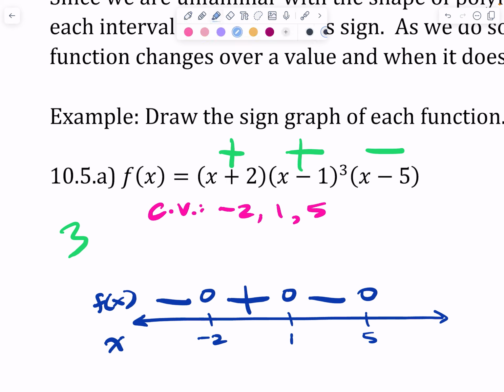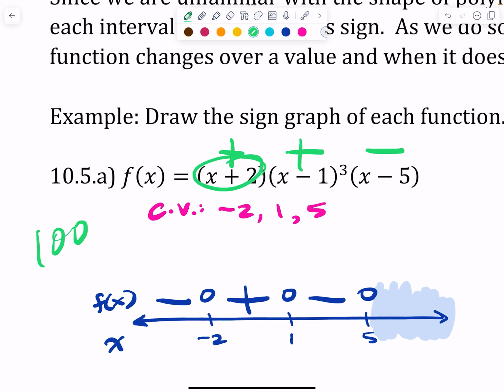And finally, the last interval, again, we can choose any x value we want that's in this zone. I'm going to choose 100 because I can. 100 plus 2 is positive. 100 minus 1 is positive, and when we cube it, still positive. And 100 minus 5 is also positive. This one changed. And we've then got the product of 3 positive numbers, which is positive.